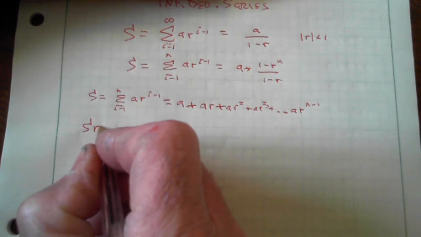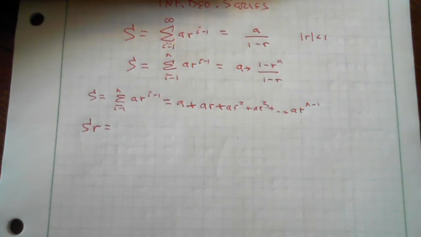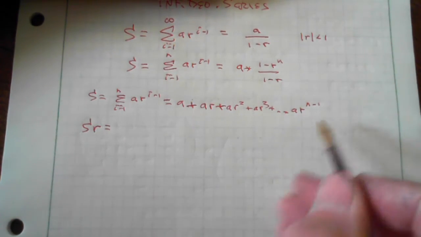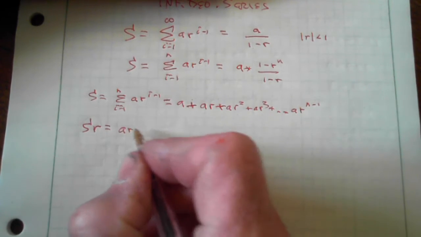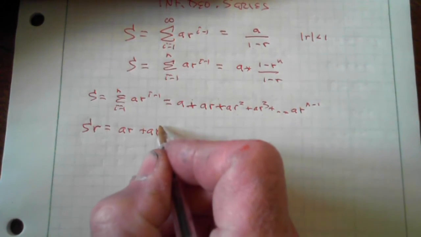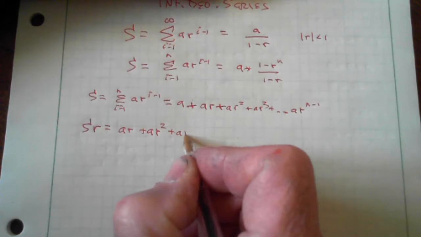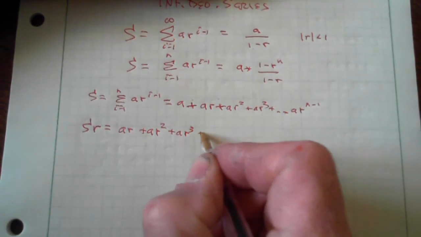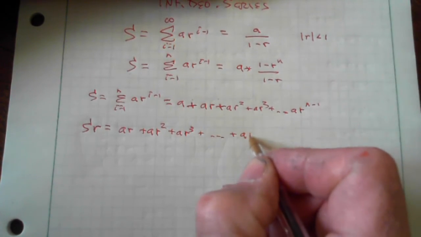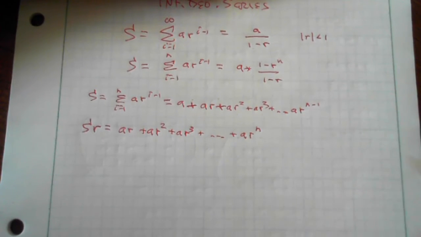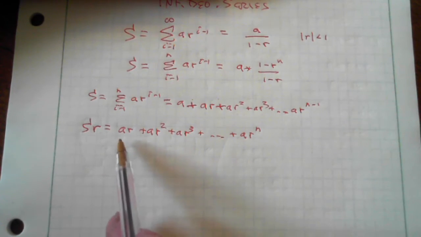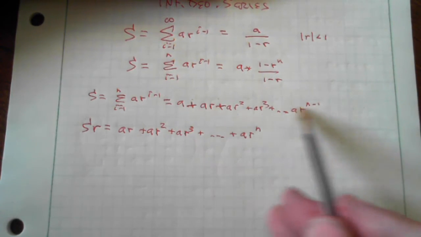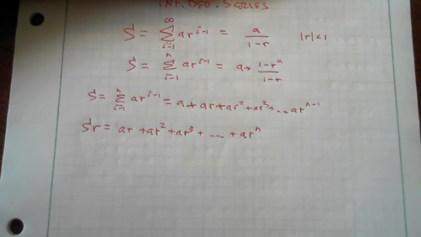Okay, let's look at S r. I'm going to multiply that by r. So it's going to be this times r, which is a times r, plus a times r r, plus a r r r, all the way to a r to the n minus 1 plus 1. And notice it also has n terms, 1, 2, 3, 4, all the way to n. So this has n terms and this has n terms.